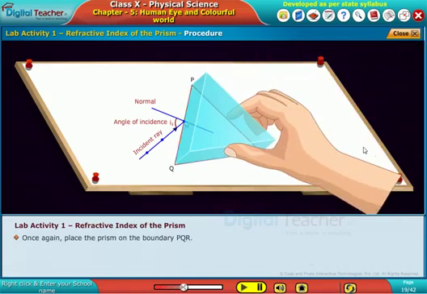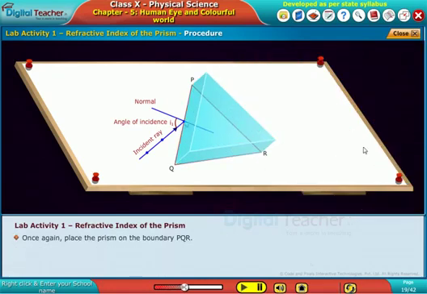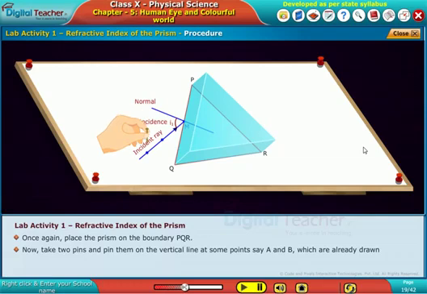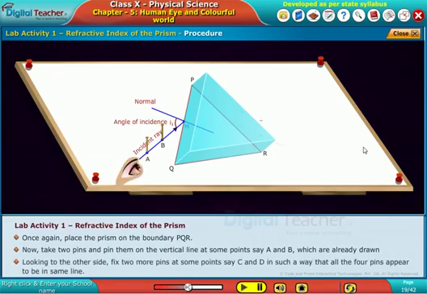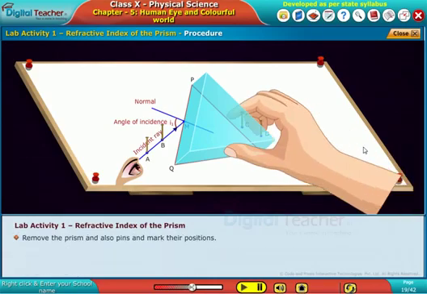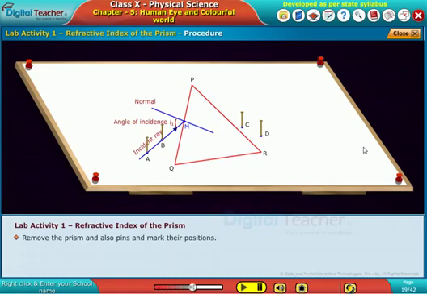Once again, place the prism on the boundary PQR. Now take two pins and pin them on the vertical line at some points, say A and B, which are already drawn. Looking to the other side, fix two more points at some points, say C and D, in such a way that all the four pins appear to be in same line. Remove the prism and also pins and mark their positions.